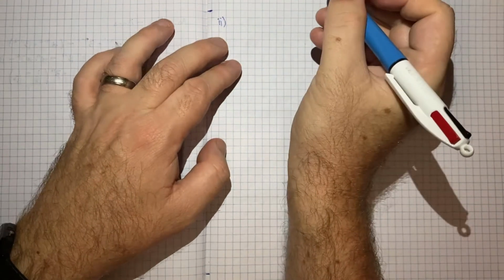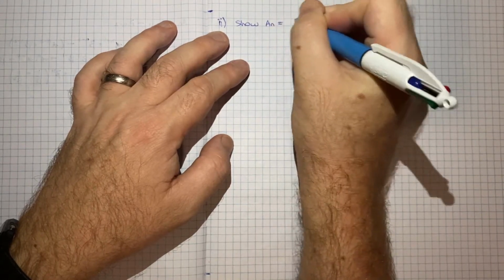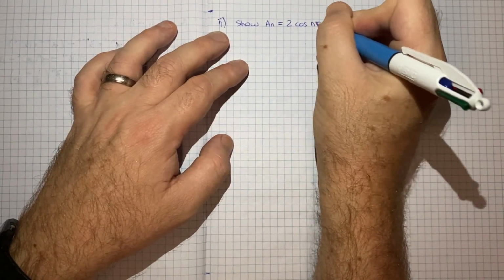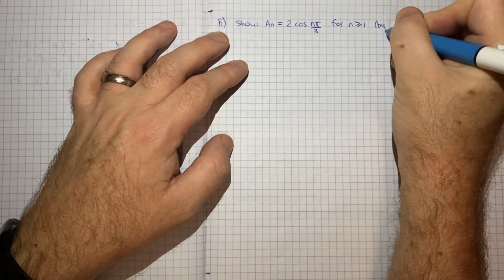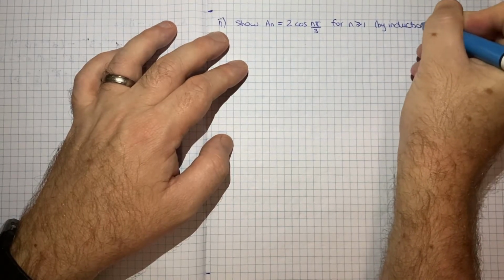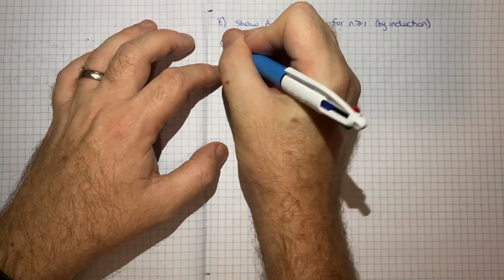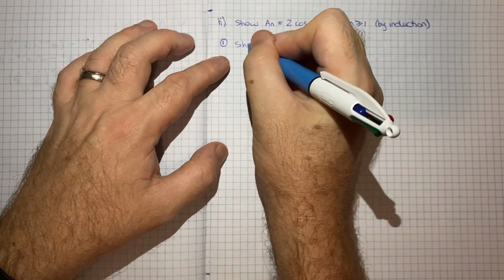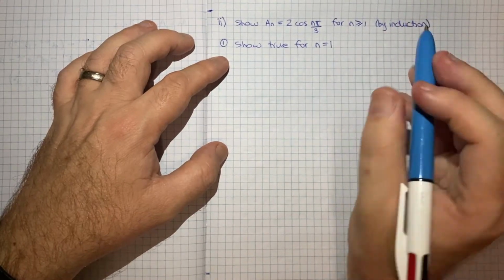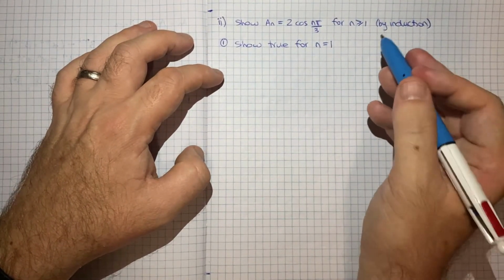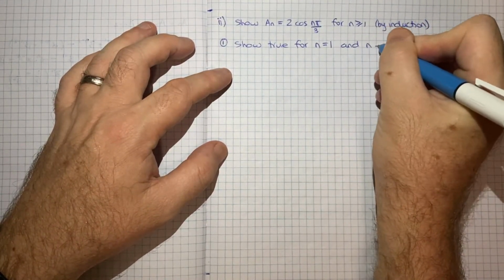So what we've been asked to do for part 2 is to show that AN is equal to 2 cos(n pi on 3) for n greater than or equal to 1, and this is by induction. That's the method we're going to use. Now, step 1 of all inductions is to show it's true for n is equal to 1. But the tricky thing about this question, what makes it a little bit different, is actually we're going to show it's true for n equals 1 and n equals 2.